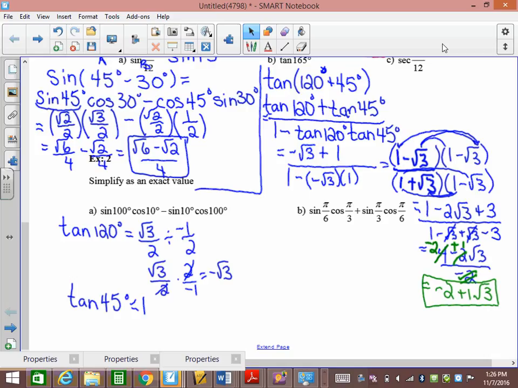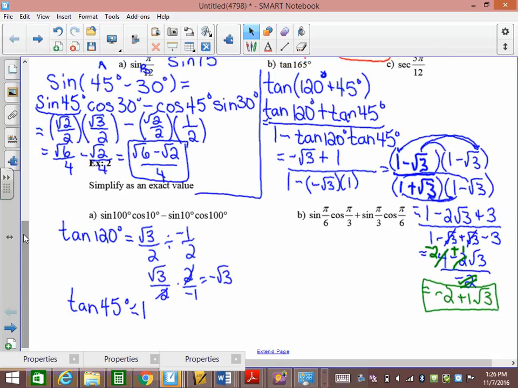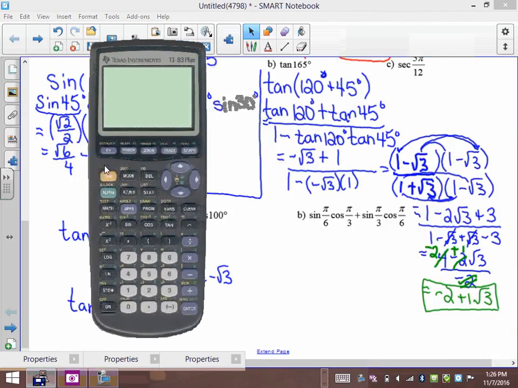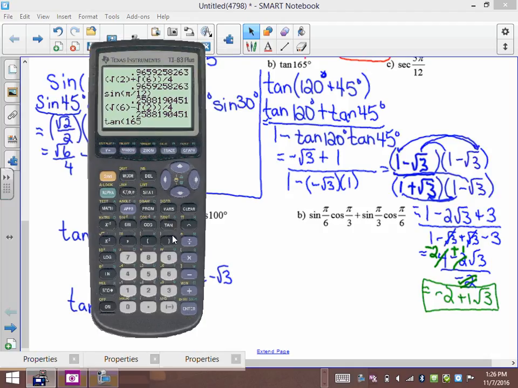So let's check it out. I'm going to put it in degree mode, so I need to have it in degrees. And I'm going to go tan 165. And I'm going to go negative 2 plus root 3. Hallelujah. We did it right. If not, we'd have to erase all of that. Okay?